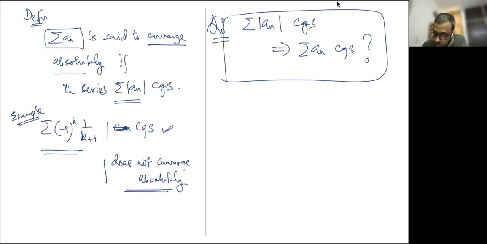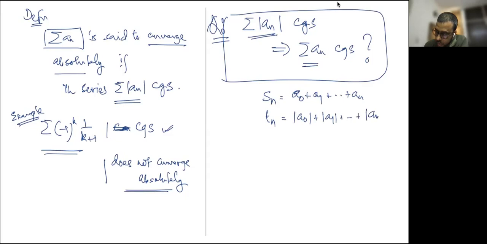So for this, you can look at the partial sum. Let's say Sn is the partial sum of this, A0 plus A1 plus up to An. Let's denote the partial sum of that series by Tn. So that is mod A0 plus mod A1 plus up to mod An. Okay, so what you are given is that Tn's converge. And what we have to check is whether Sn's converge.